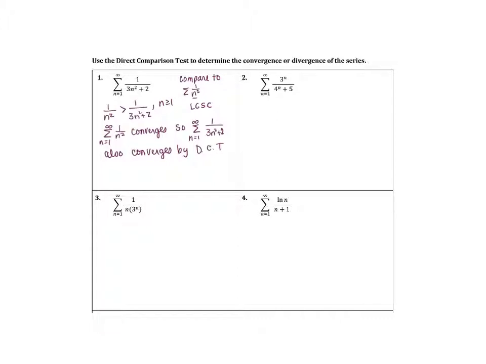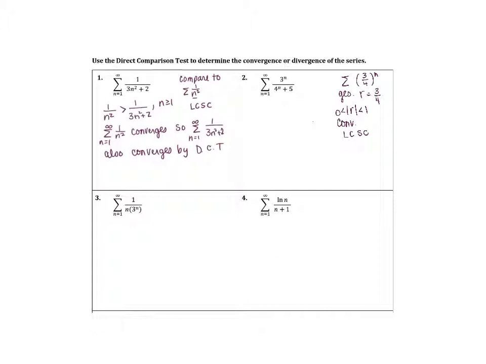Okay, for our next series, I would compare this to the series (3/4) to the nth. And again, I know this would be geometric, and I know the ratio here is going to be 3/4. And so with that being the absolute value of r, it's going to be bigger than 0 and less than 1. So then this would converge. And so with our direct comparison test, we can establish that if we're talking about convergence, then we need the large to converge, small converges.